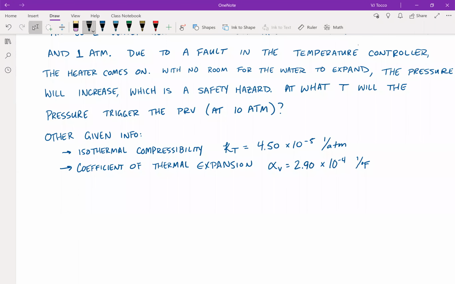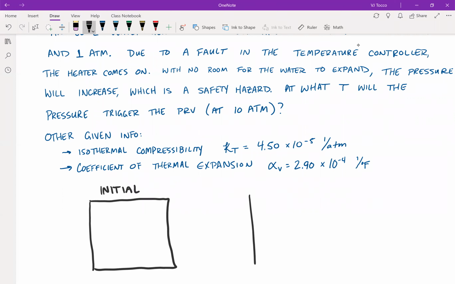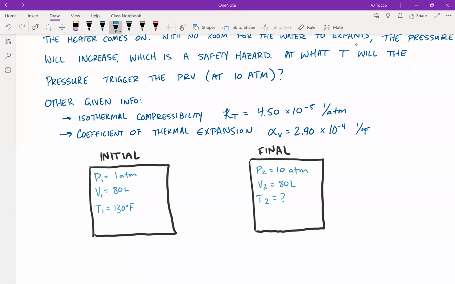flow diagram. And this is a closed system, so I'm going to draw it in terms of my initial and final states. So initial state and final state. At this point, see if you can go through and put all the given information into these boxes for initial and final states. So here's that information.